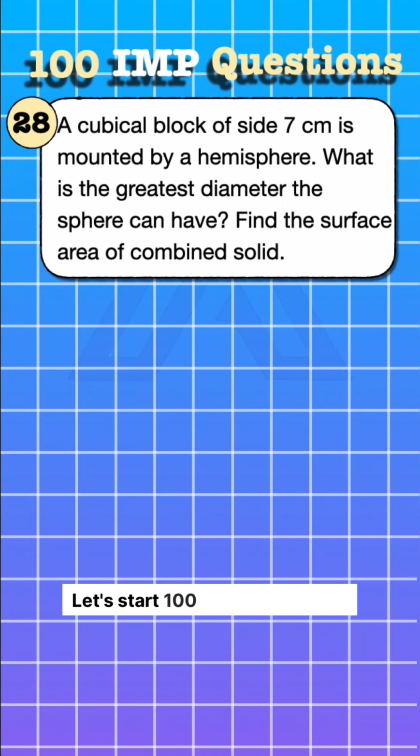Let's start 100 question series. Question number 28. A cubical block of side 7 cm is mounted on a hemisphere. What is the greatest diameter the sphere can have? Find the surface area of combined solid.